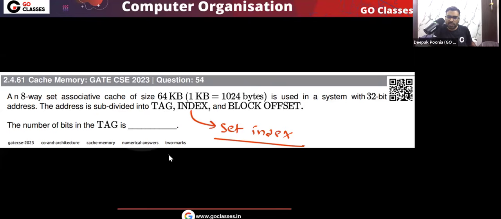The number of bits required for tag. This is very simple. The block size is given to you, so you can find the number of bits required for block offset. That is given: an 8-way set associative cache of size 64 KB, 32-bit address.